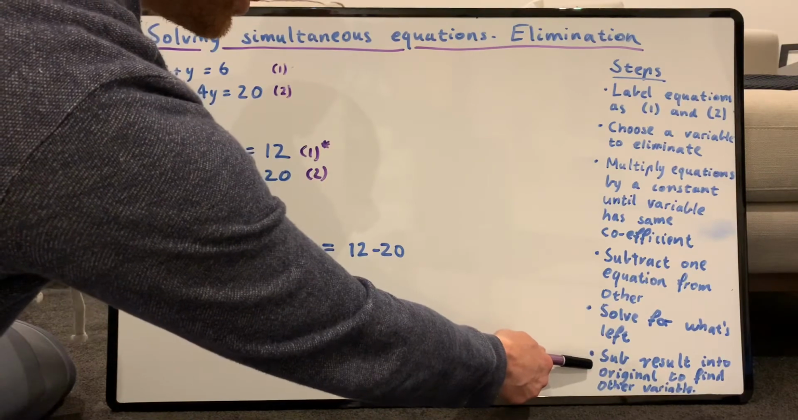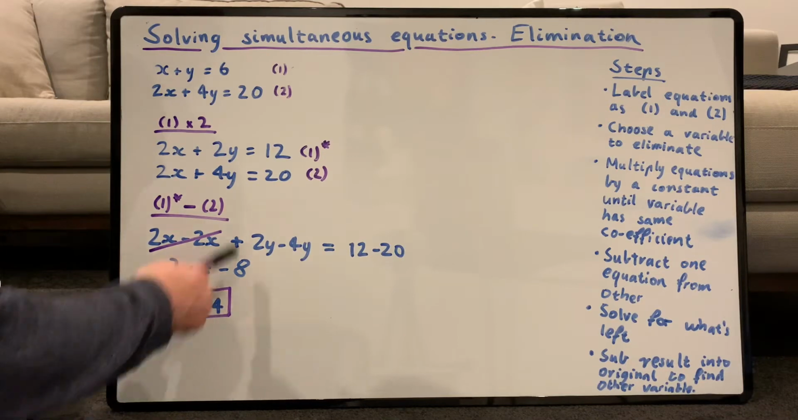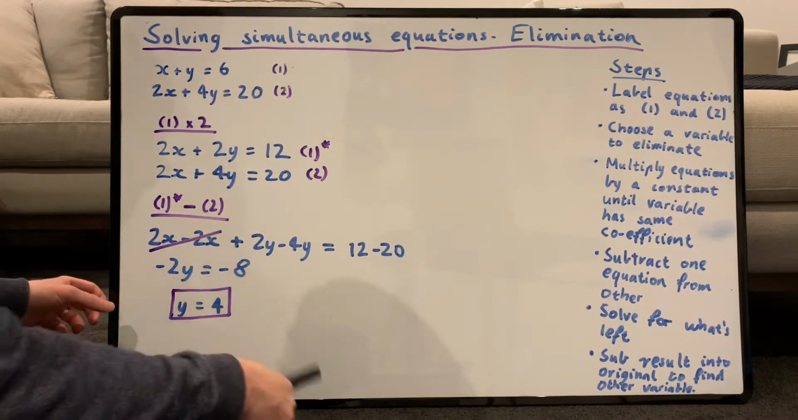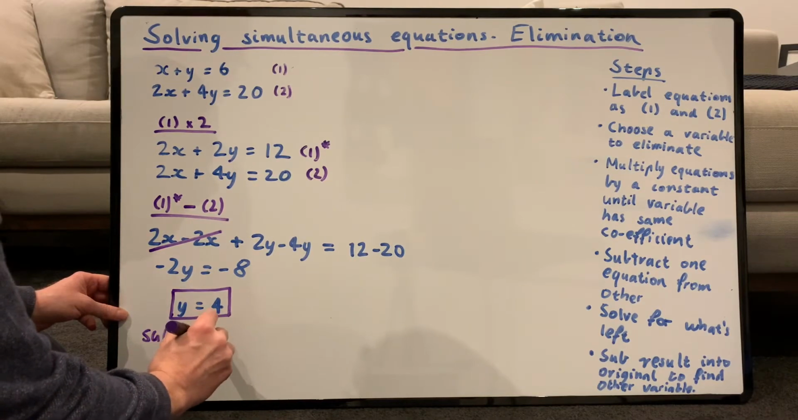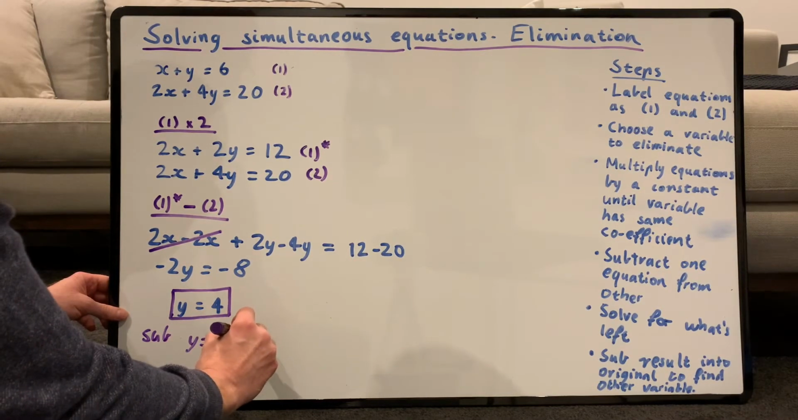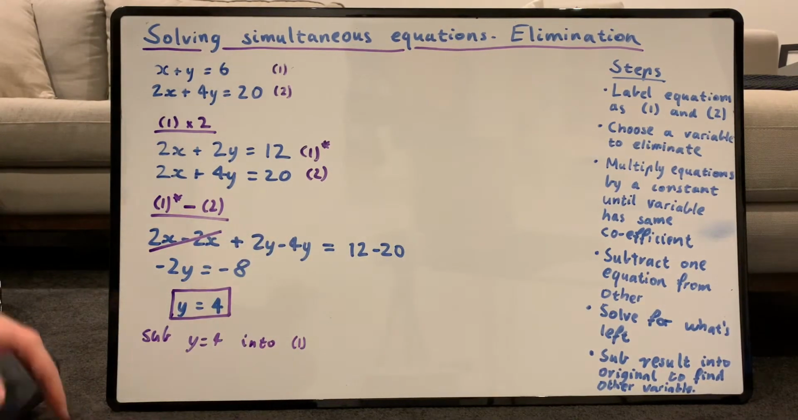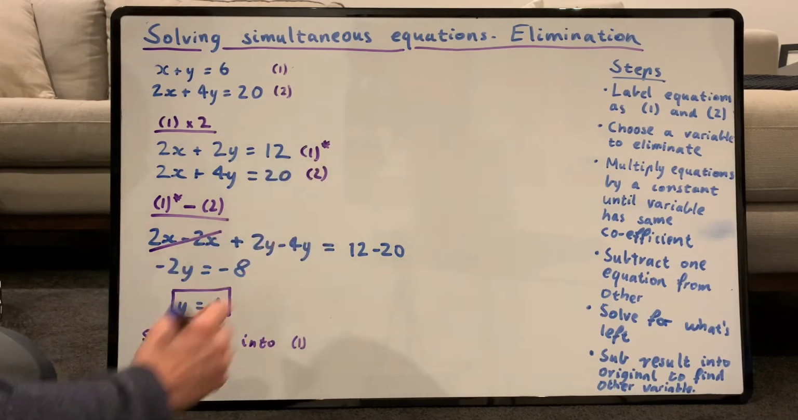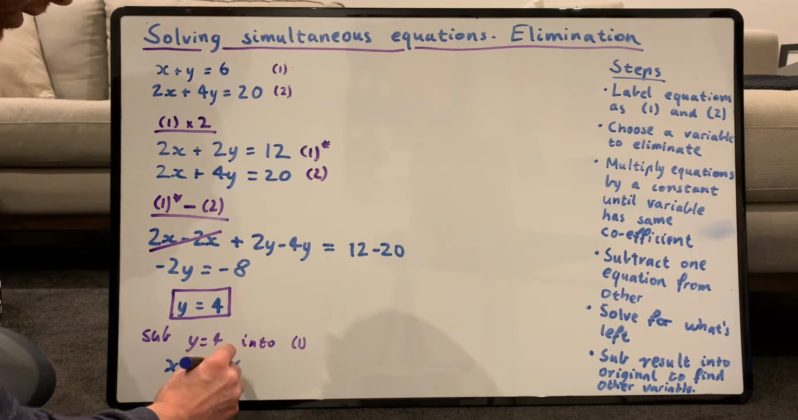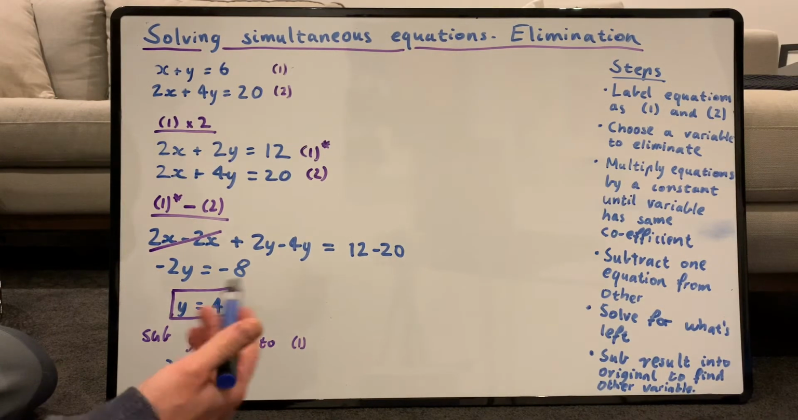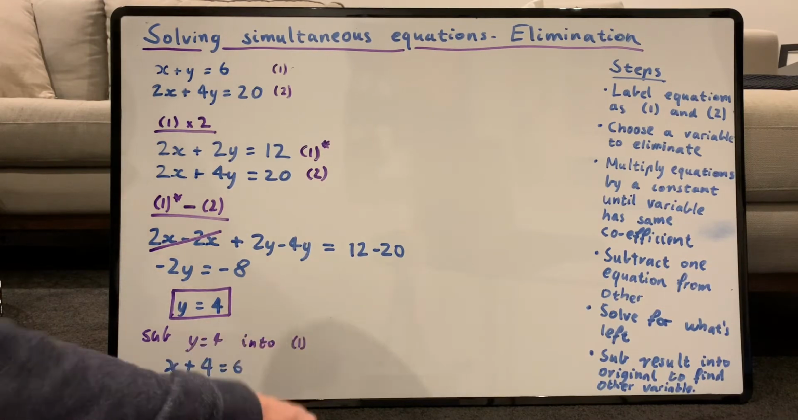Sub the result into an original equation to find the other variable. Well, if we put a 4 into equation 1, sub y equals 4 into equation 1, then we've got x plus 4 equals 6. And you can probably already see what the solution is. x equals 2.